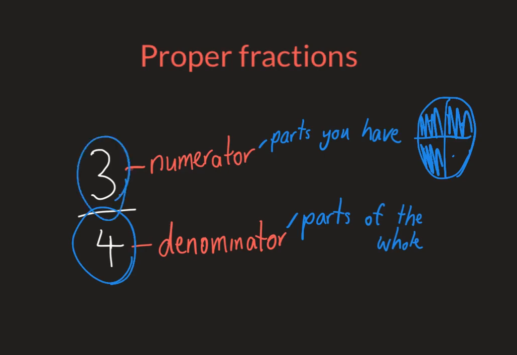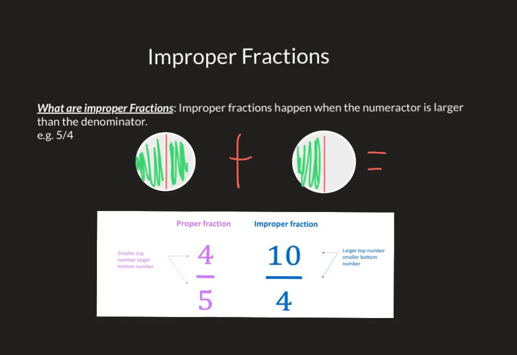So that's pretty basic, but the main thing about proper fractions is the numerator has to be smaller than the denominator. So you can't have a whole shape or a whole object to be a proper fraction. The main reason we're doing this today is because of improper fractions.